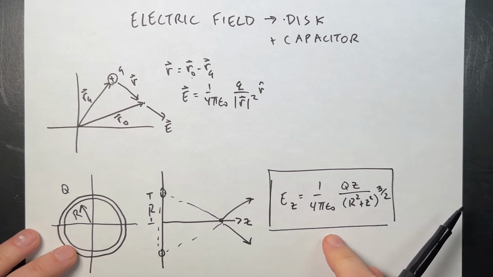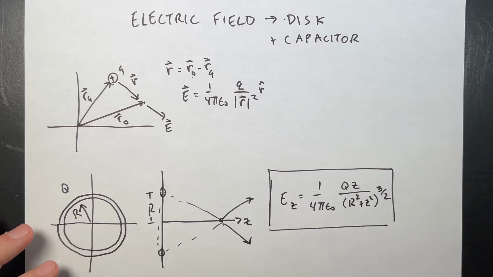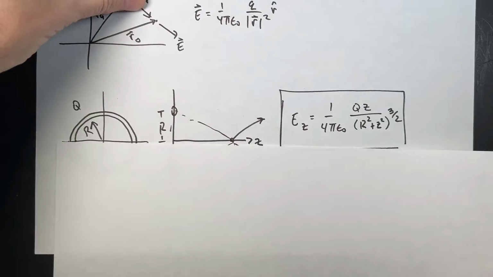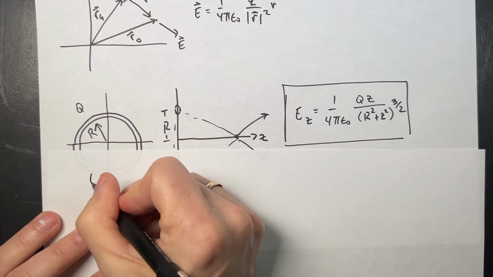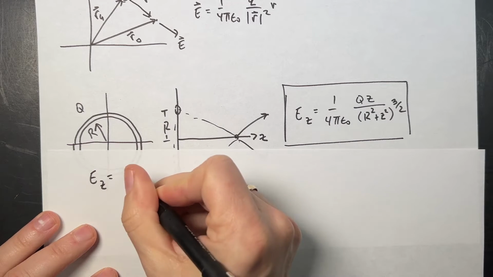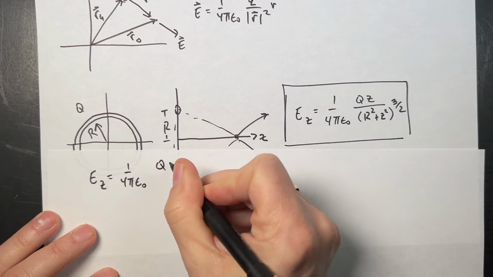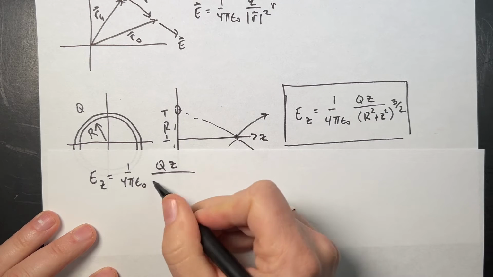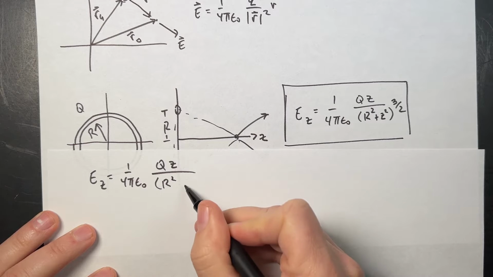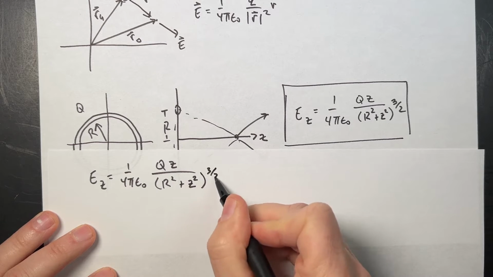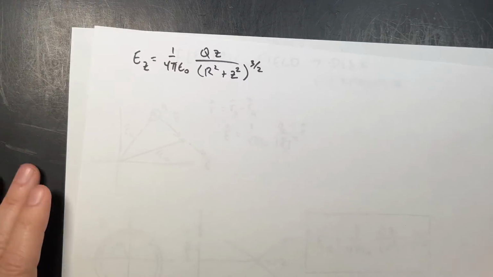And we're going to use that to find the electric field due to a disk. Okay, so I should have written this down already, but let me rewrite this just so I can have it on the next page. E_z equals 1 over 4 pi epsilon naught, Q, that's the total charge, Z, that's the distance along the Z-axis, over R squared plus Z squared to the 3/2. So that's my electric field due to a ring.